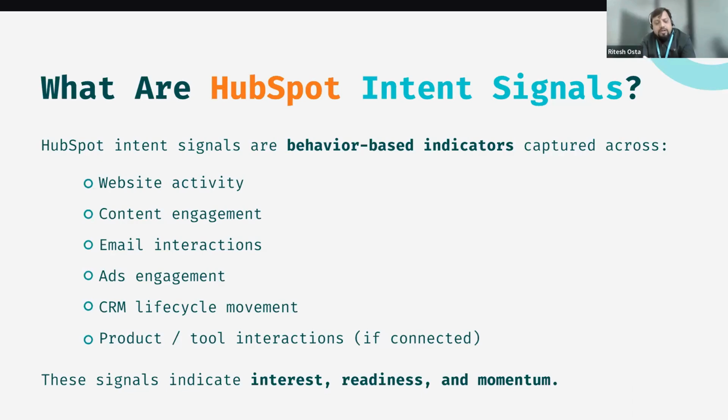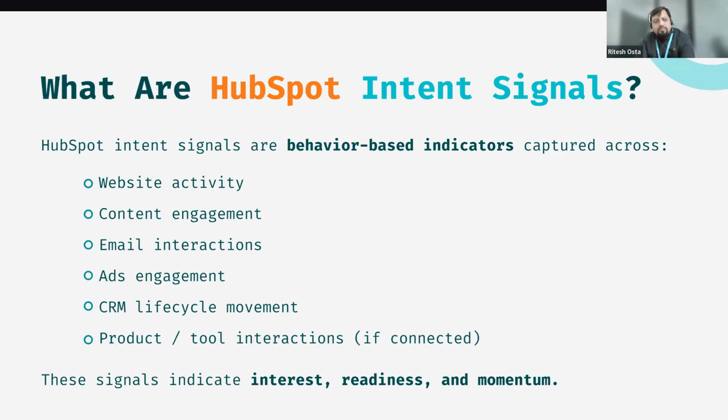Ads engagement. LinkedIn ads, Google ads, and Meta ads can be integrated with HubSpot, and you can run ads from within the HubSpot platform itself. And even if you're not running the ads from within HubSpot, you can still get all the engagement information pushed back into HubSpot. CRM lifecycle movement, product tool interaction, I mean, it will go on and on. So the idea is for the signals to indicate interest, readiness, and momentum.